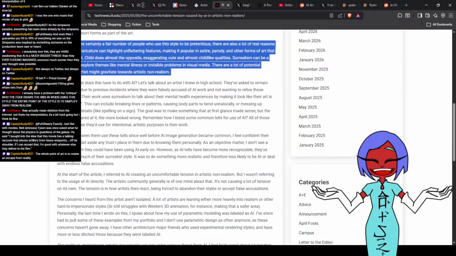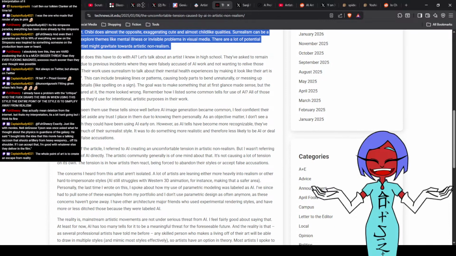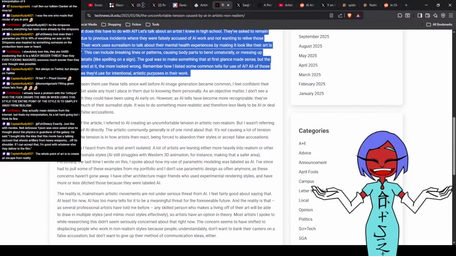While there's certainly a fair number of people who use the style to be pretentious, there is also a lot of real reasons it's popular. Caricature can highlight unflattering features, making it popular in satire, parody, and other forms of art that mock a target. Chibi does almost the opposite, exaggerating cute and almost childlike qualities. Surrealism can be a good way to explore themes like mental illness or invisible problems in visual media. There's a lot of potential reasons an artist might gravitate towards aesthetic non-realism. It also could just be you like how it looks, right? Let's be real. Okay, but what does that have to do with AI?